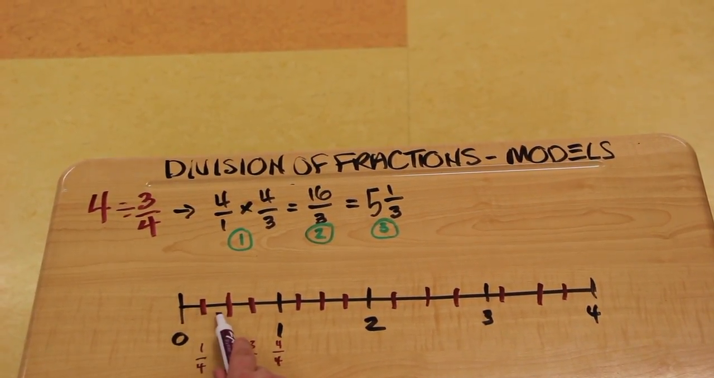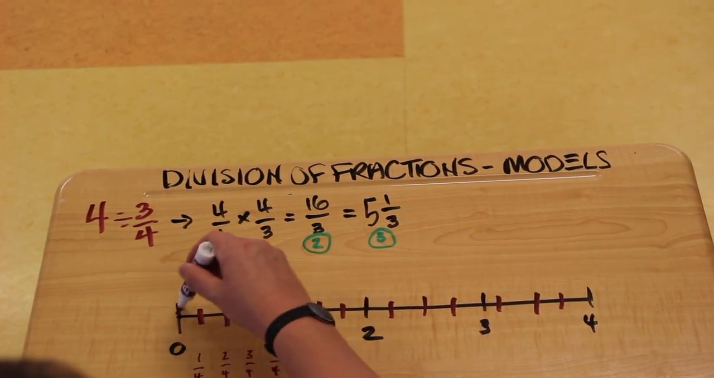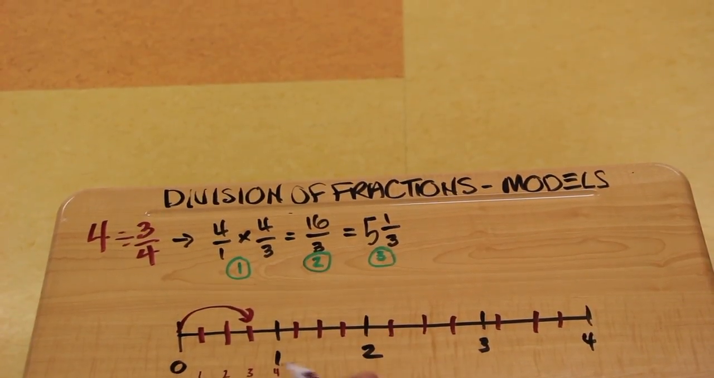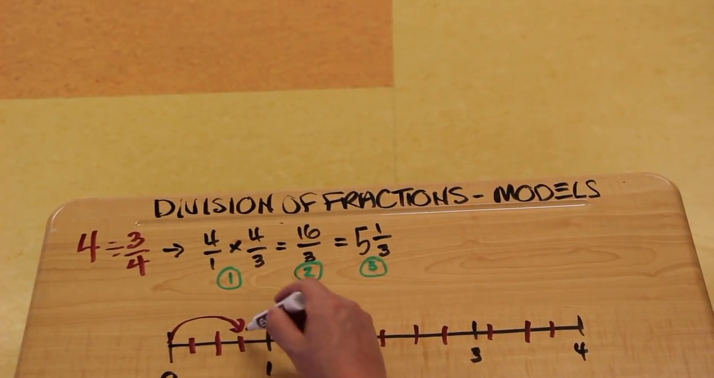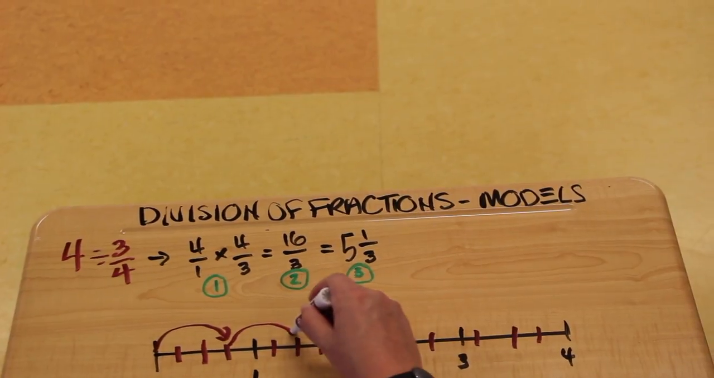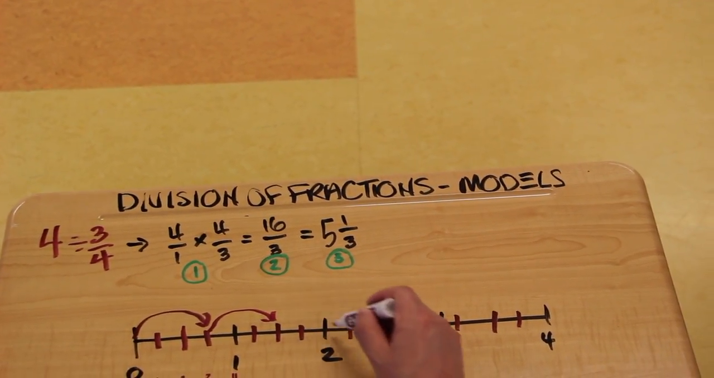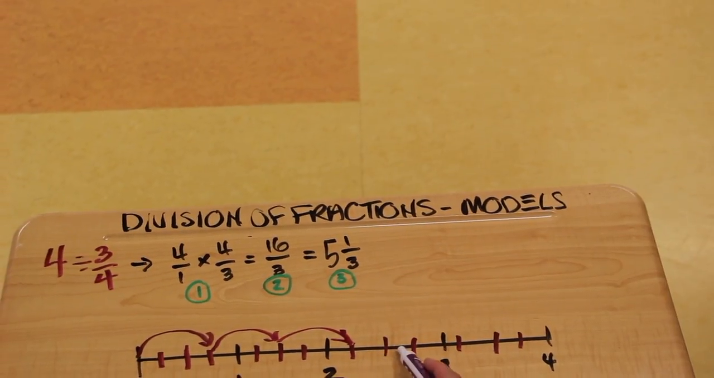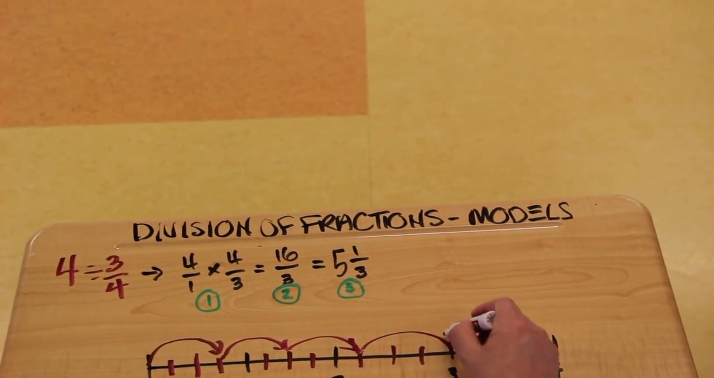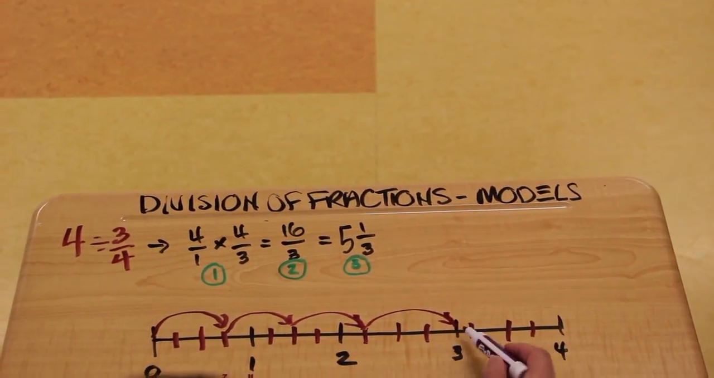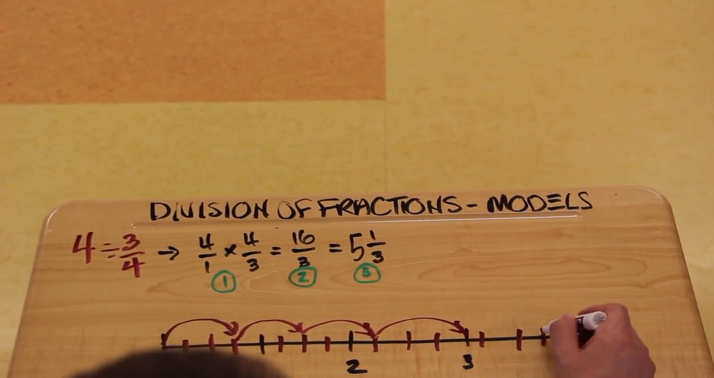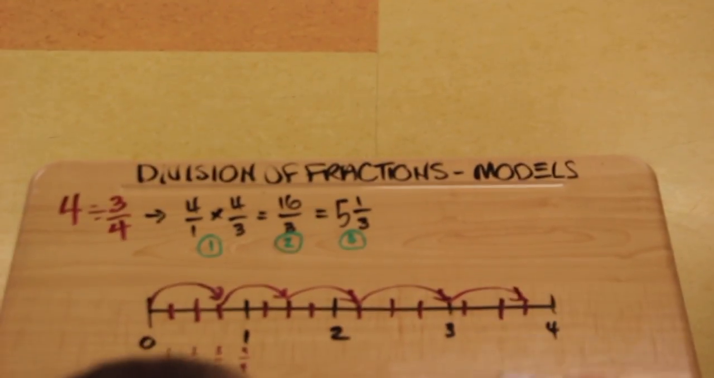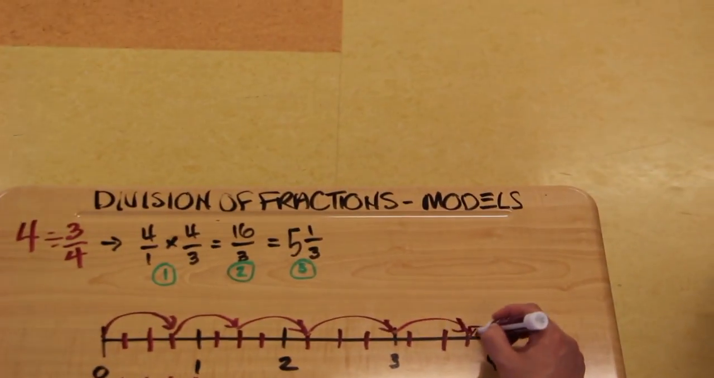Here's 1, 2, 3/4. There's 1. 1, 2, 3/4. There's 2. 1, 2, 3/4. There's 3. 1, 2, 3/4. There's 4. 1, 2, 3/4. There's 5. And then we have 1 left over here.